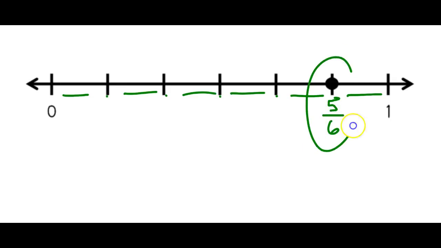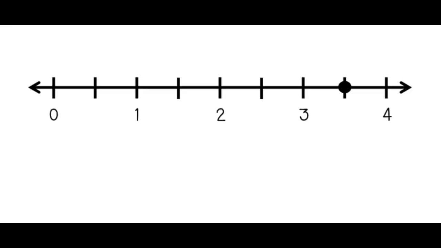Okay, guys, figure out what this point is. Pause the video until you know, and then come back and check your answer. Okay, so we have 1, 2, 3, 4, 5, 6 sections. So each one of these is worth 1/6. So 1/6, 2/6, 3/6, 4/6. This is at 5/6.